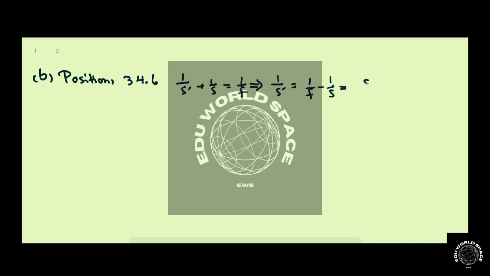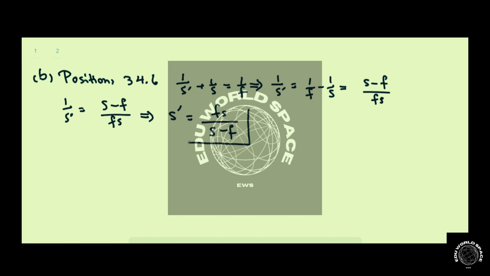And then we could put these over a common denominator, the right side here. So that will give me s minus f over fs. So I have 1 over s prime is equal to s minus f over fs. And then I just flip this. So I invert it, or take the reciprocal if you like, and then I will have s prime equals fs over s minus f. So this is the equation we'll be using to find the position.